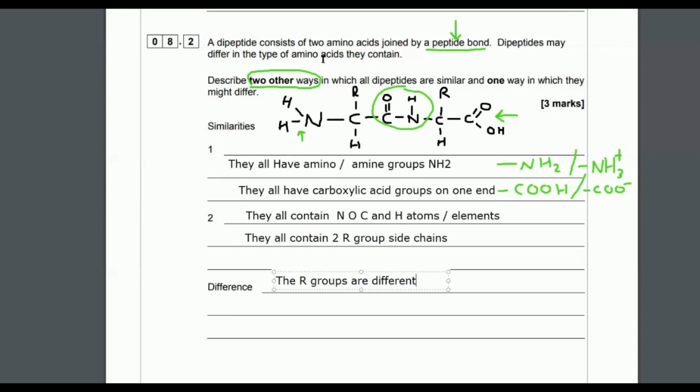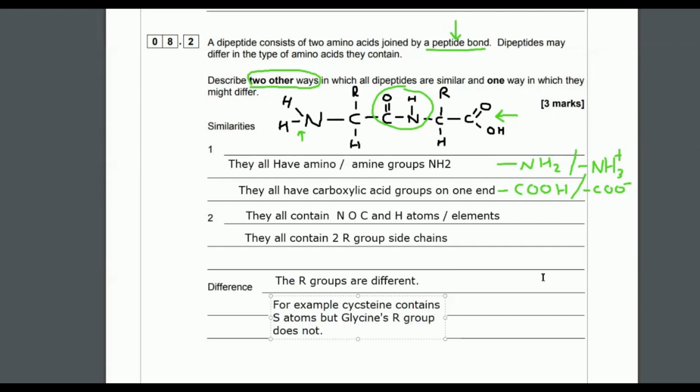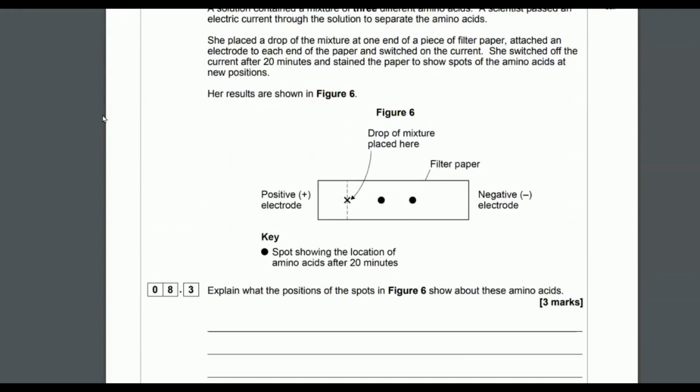The real only difference is in the R groups. You can have different R groups. Of course, you could have the same R groups. You could have a dipeptide made of 2 glycine amino acids. But for example, the R groups can be different because you could have something like cysteine that contains sulfur atoms. Excuse my spelling there, that's not how you spell cysteine. And you could have glycine, which doesn't have a sulfur atom in it. So the structure and the constituents of the R groups could be different.